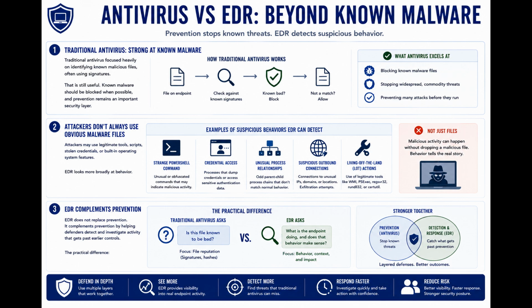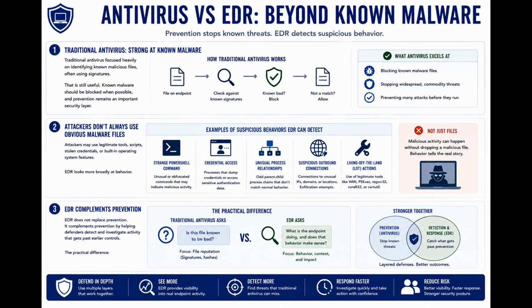Traditional antivirus focused heavily on identifying known malicious files, often using signatures. That is still useful. Known malware should be blocked when possible, and prevention remains an important security layer. Attackers do not always rely on obvious malware files. They may use legitimate tools, scripts, stolen credentials, or built-in operating system features. EDR looks more broadly at behavior.